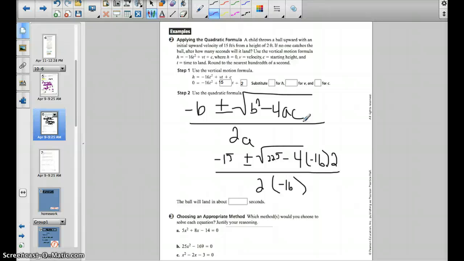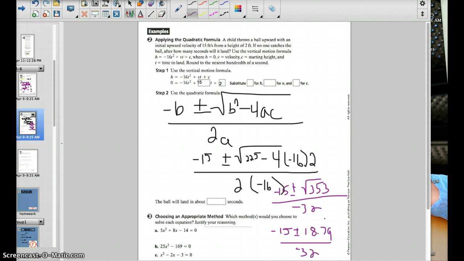So we have our vertical motion formula. We plug in 15 for the velocity and 2 for c, which is our starting height, and 0 for when the ball is going to land. We then use our quadratic formula, negative b plus or minus the square root of b squared minus 4ac all over 2a. So we plug in our negative 15 plus or minus the square root of b squared, which is going to be 15 squared, which is 225, minus 4 times negative 16 times 2, and that is all over 2 times negative 16. So using the quadratic formula, we have negative 15 plus or minus the square root of 353 all over negative 32.